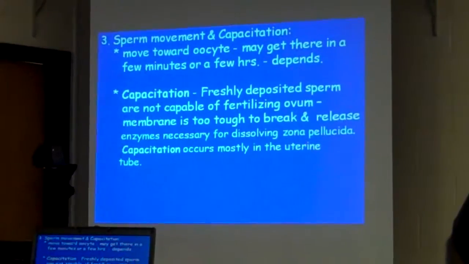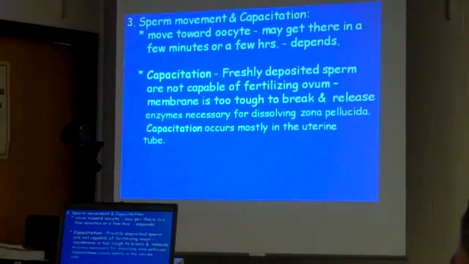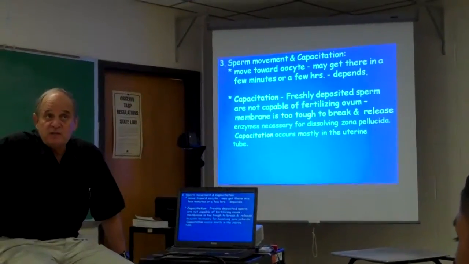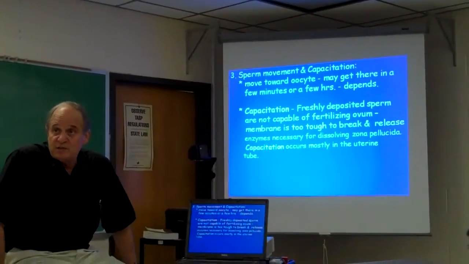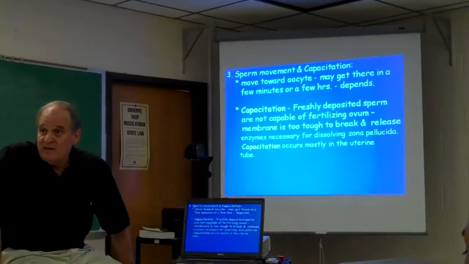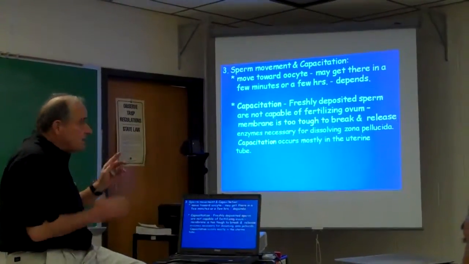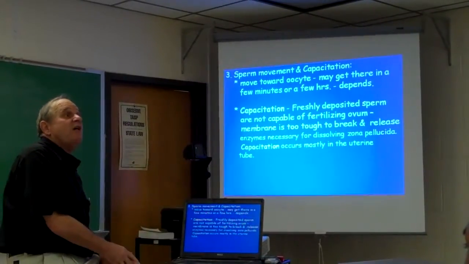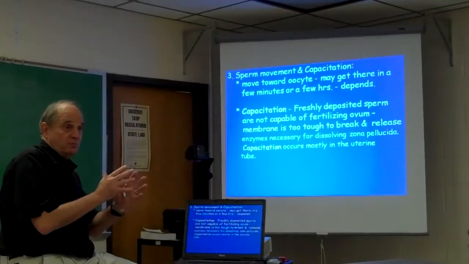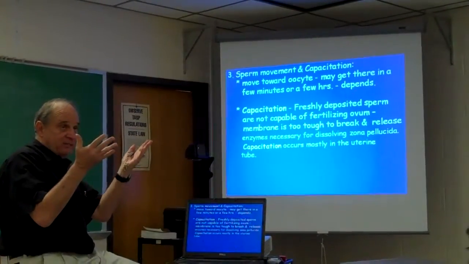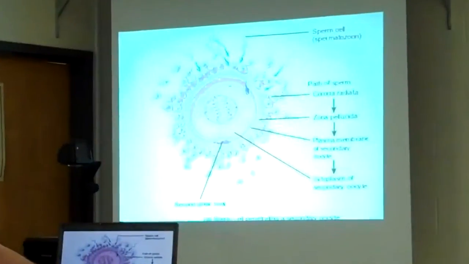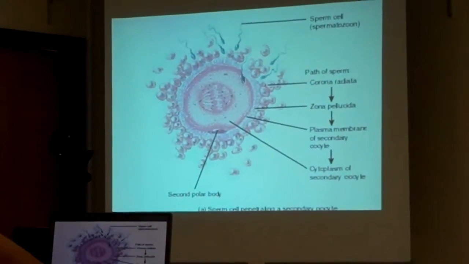In other words, even in the body of the uterus, you see that spermatozoa are released. They go through the cervix, through the uterus, through the body of the uterus, to the tubes. In the uterus, they're not capable of even fertilizing. It takes a while, usually about 7 hours, before they're even capable of fertilizing an ovum, or fertilizing a secondary oocyte.